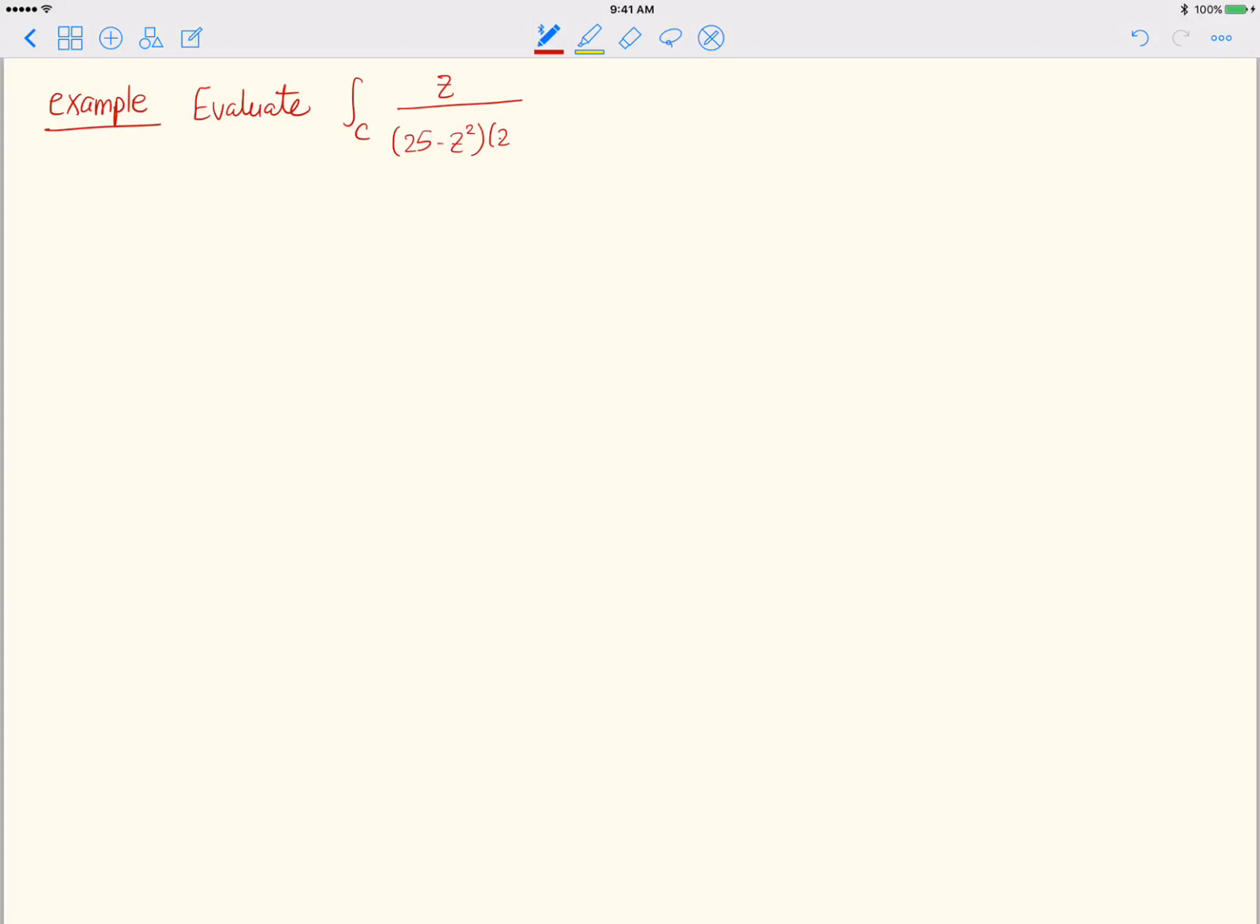Z plus 2i. So that integral here is a bit messier than the previous ones. And I'm going to take C to be the circle of radius 3. So C is modulus of z equals 3, taken anticlockwise.